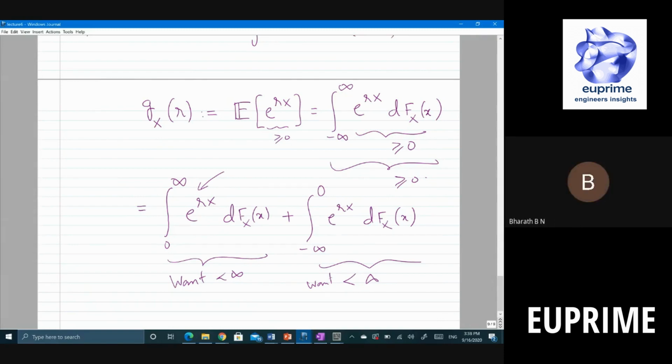Yeah, so when r is 0, this is 1, right? It will be the integral of the area from 0 to infinity, that is nothing but the probability of x greater than 0. This will give me the probability of x less than 0. So when you add them, you get 1. You can clearly see here, if r is 0, e power 0 is 1, so the expected value of 1 is 1. So it exists. What about other things?